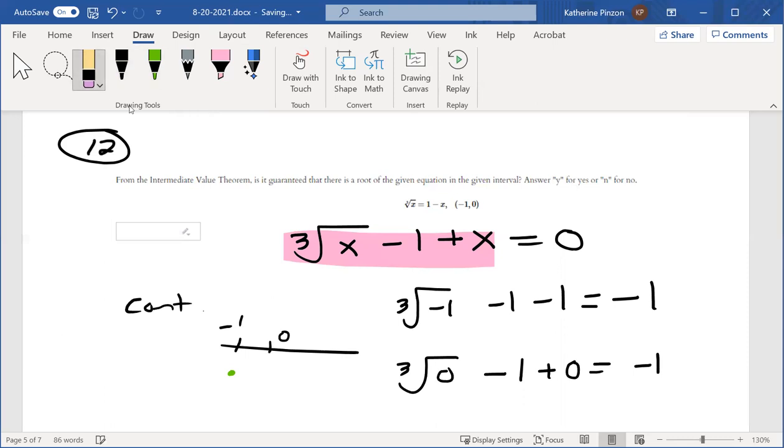Oh, so sad. I got two numbers that are down here. Is there a zero? Maybe. Does the intermediate value theorem tell you there is? Nope. Big old no. If the two y values are not on opposite sides of the x-axis, you can't say anything. It might happen, might not happen, but the intermediate value theorem doesn't tell you that it does or not.